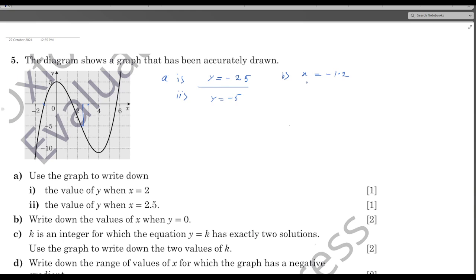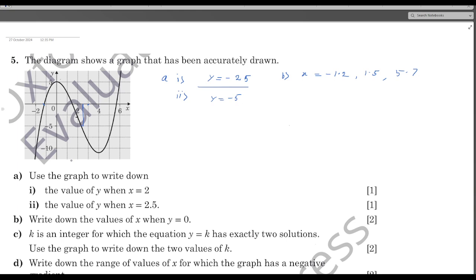Okay, this is B, or its value could be 1.5, or its value could be, now here it is 5.6 or 5.7. These are the x values when your y is 0.